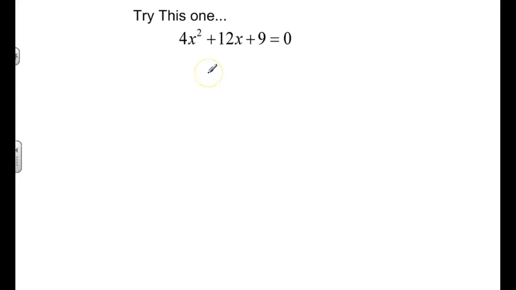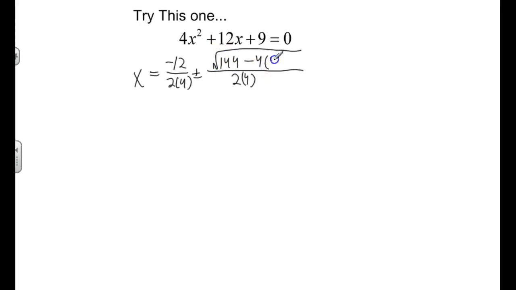Let's try this one. This is kind of interesting. Again, we're going to go x equals the opposite of b, so negative 12, over 2 times a, which is 4, plus or minus, and this is over 2 times 4 also. Square root of b squared, again, I like to write just b squared, which is 144, minus 4 times 4 times 9. Then off to the side, I'm going to figure this out.